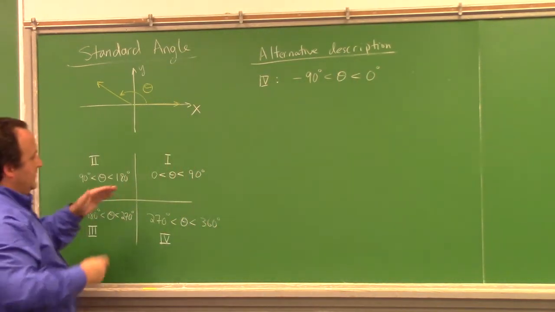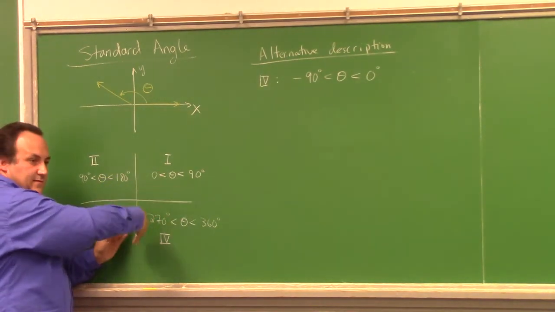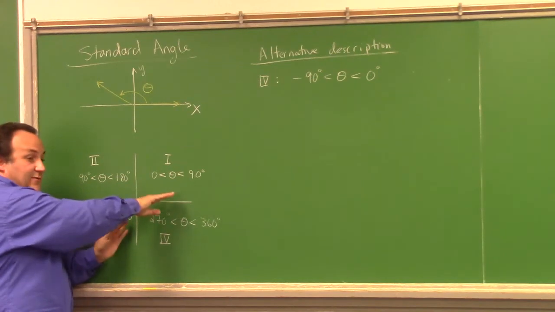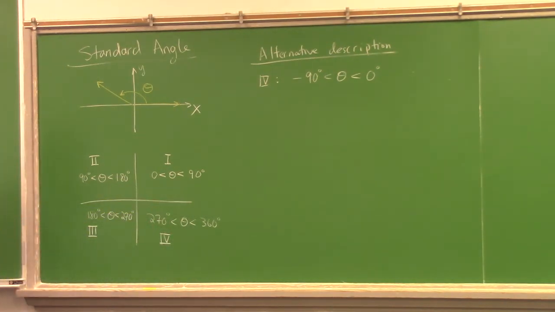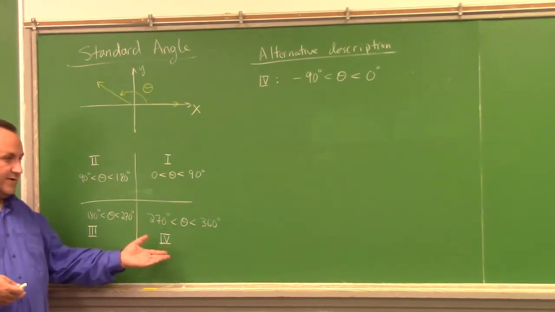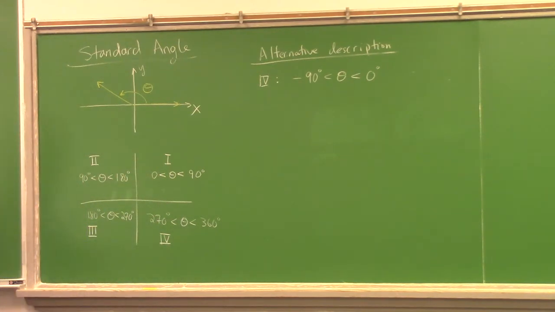Because you could think about this quadrant 4 as sweeping from 0 down to minus 90, right? Because that's going clockwise, so it goes negative. So we have that choice. Some people will use basically from minus 180 degrees to 180 degrees to describe the angles. So you just use negative angles for quadrants 3 and 4, or you use positive angles for quadrants 1 and 2. I mean, you have these choices.